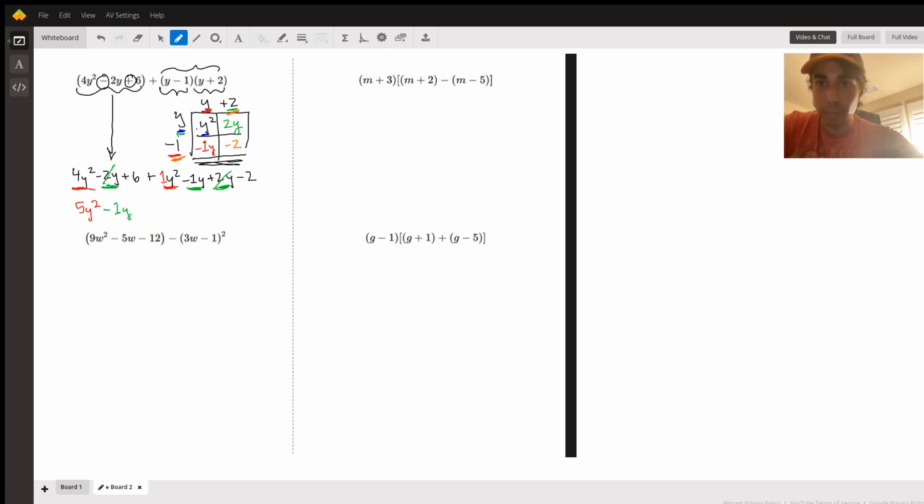Then lastly, we've got our numbers. We've got a plus 6 and a minus 2. That's going to make a plus 4. So 5y squared minus y plus 4. There is your answer to that one.